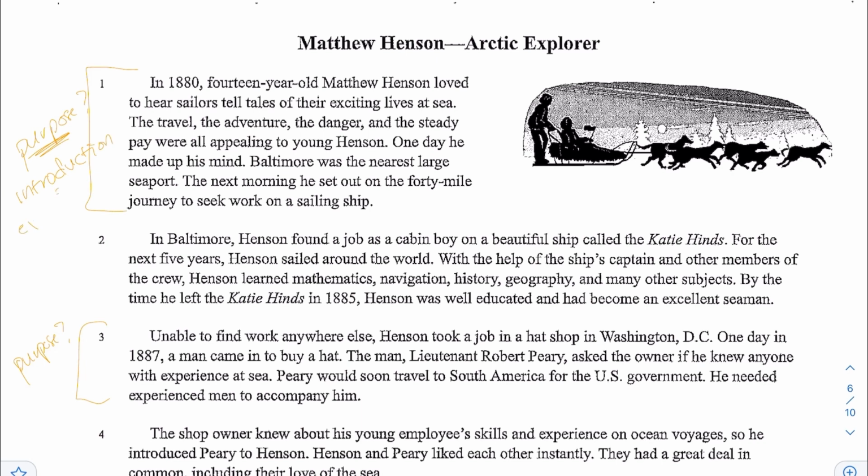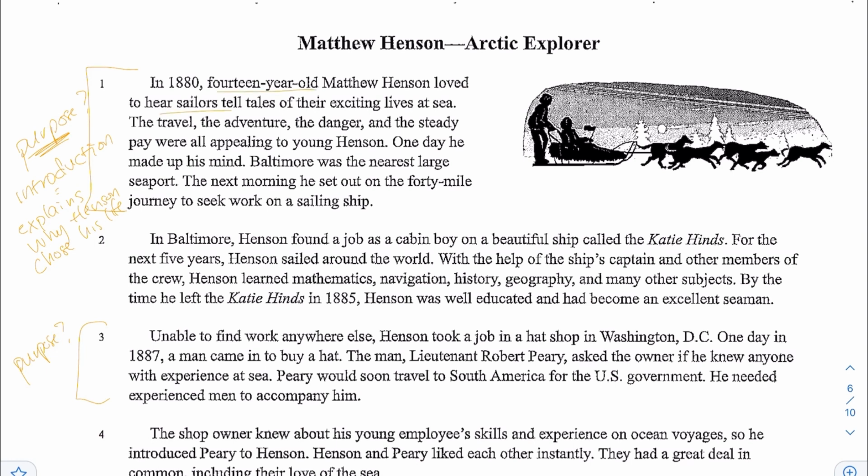And it kind of explains why Henson chose his life on the sea, essentially. So it explains, as an introduction, who is he? He's 14 years old. Why did he want to do this?